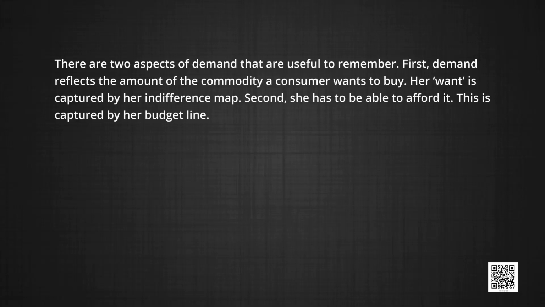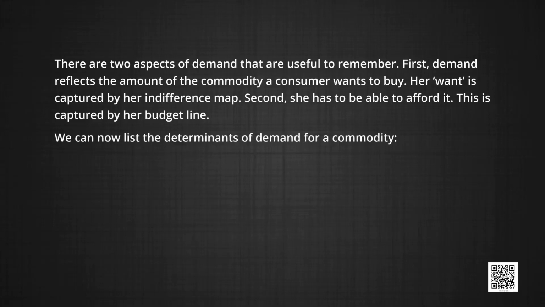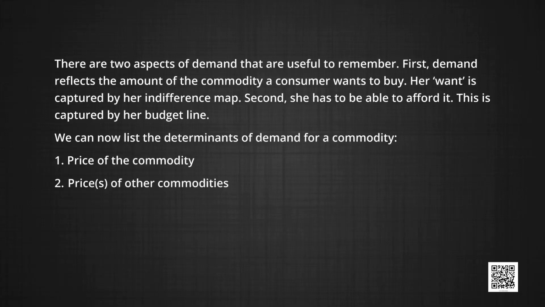First, demand reflects the amount of the commodity a consumer wants to buy. Her want is captured by her indifference map. Second, she has to be able to afford it, and this is captured by her budget line. Let us list the determinants of the demand for a commodity. These are A, price of the commodity, B, prices of other commodities, C, the consumer's income, and D, preferences of the consumer.